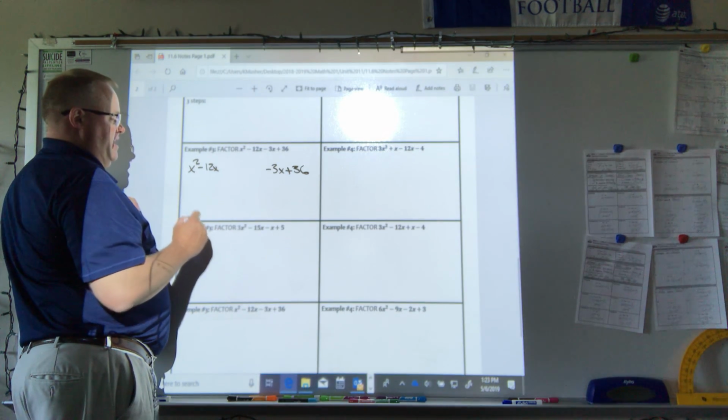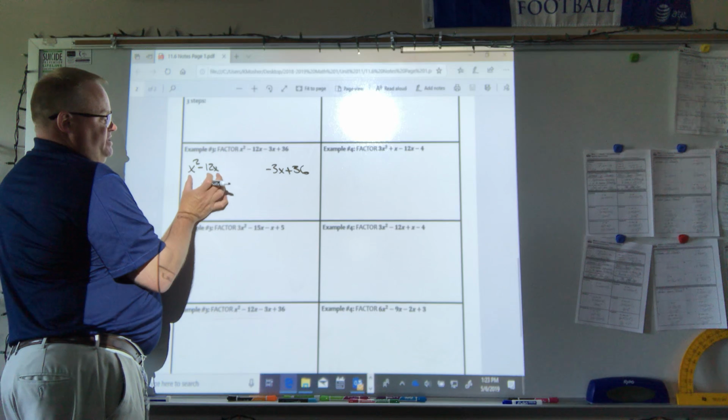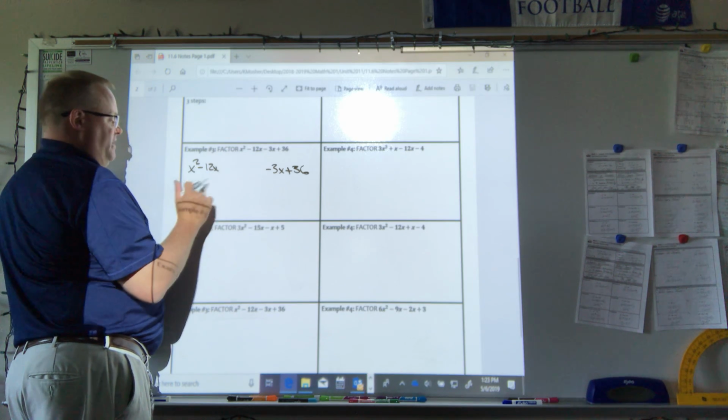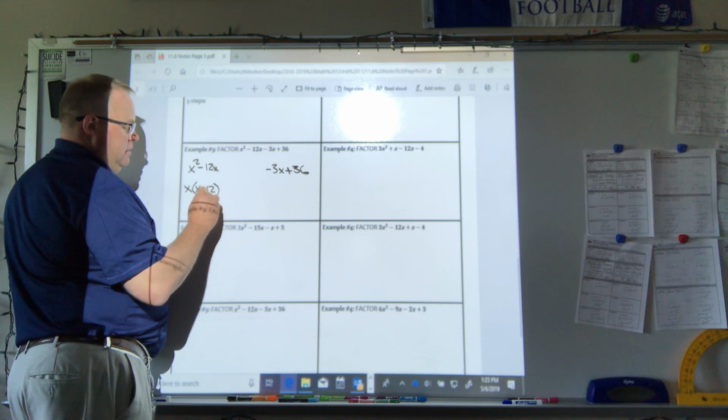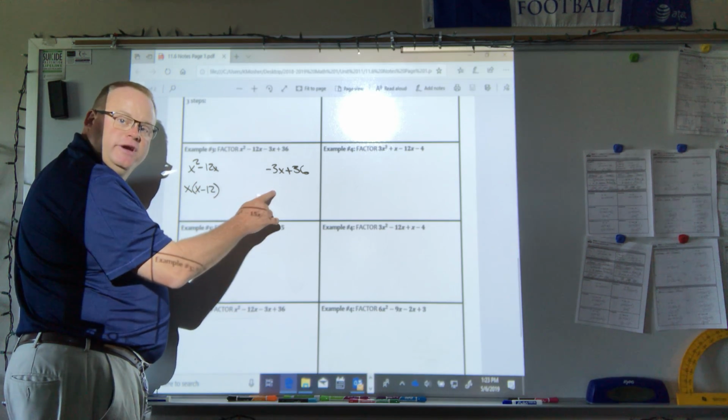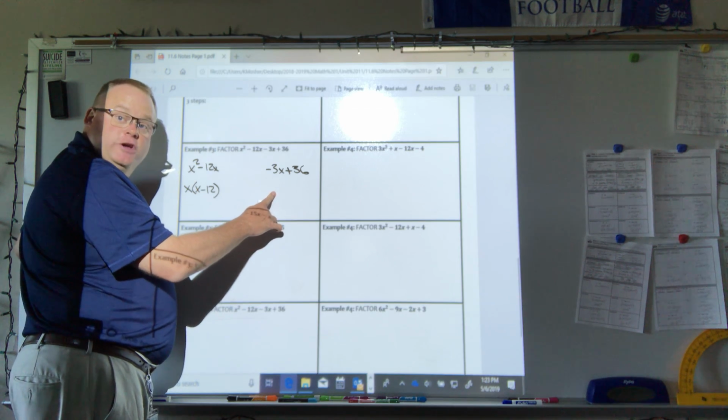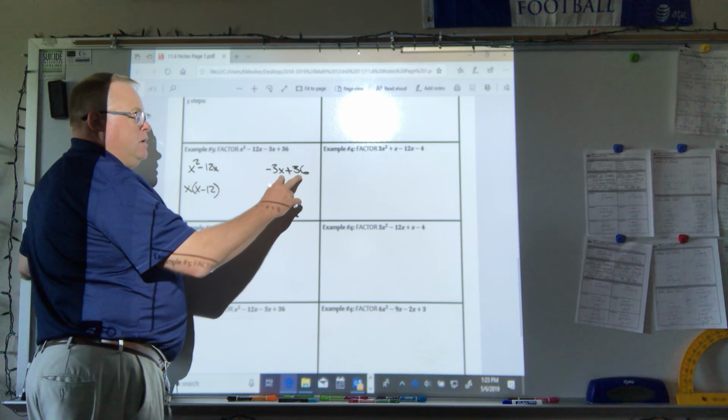Factor out a GCF. The GCF between x squared and minus 12x is x. What's left over? X minus 12. So what do you think we're looking for over here? You're right, we're looking for an x minus 12.